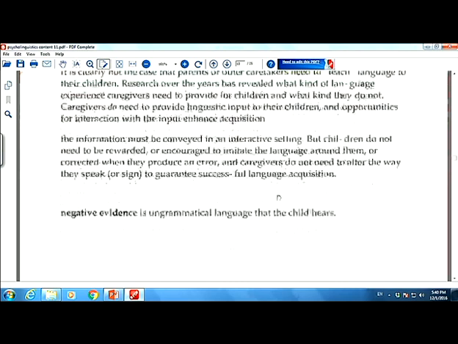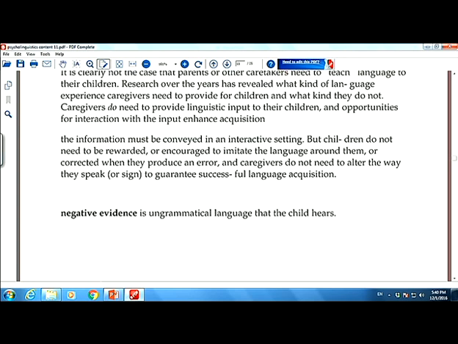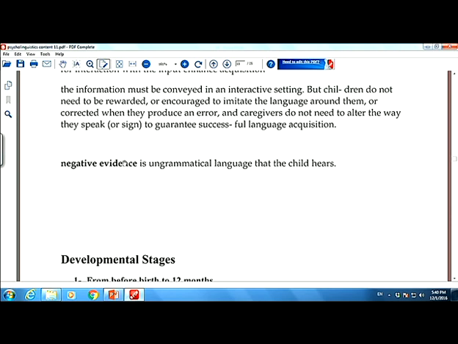Here we talked about, do we have to teach children language? No, we don't, because children at the end will acquire language anyway. Negative evidence, what is it? It's ungrammatical language that the child hears. So we need to know that by heart.